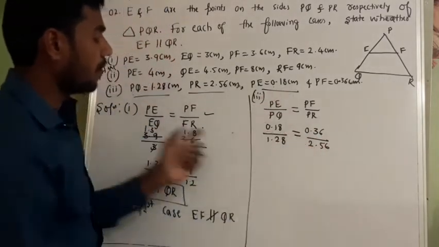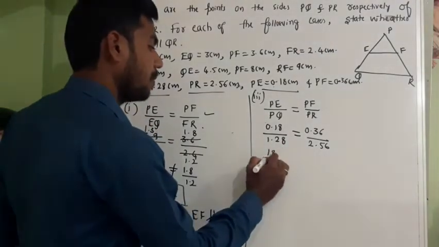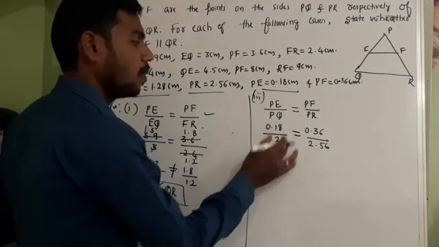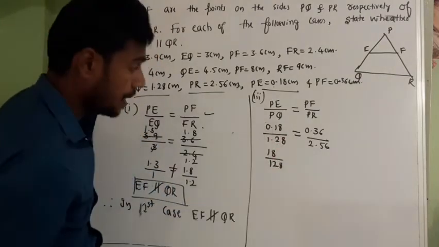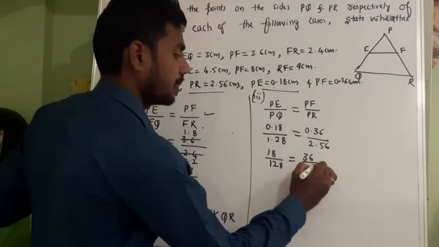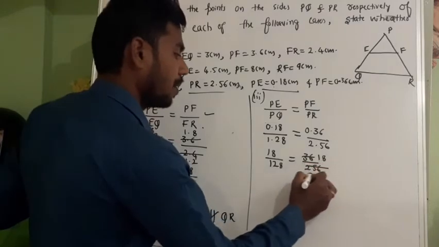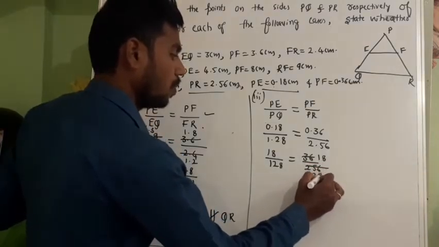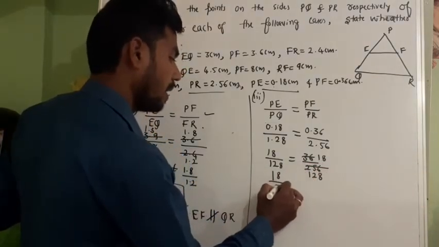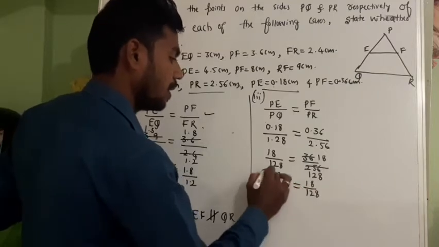I need to verify whether these two ratios are equal or not. What do I do? I can write 18 by 128, since after the decimal there are 2 digits. So 18 by 128, and 36 by 256. 2 1s are 2, 2 2s are 4, 2 8s are 16, so 18 by 128 is equal to 18 by 128. Hence, the ratio is equal.